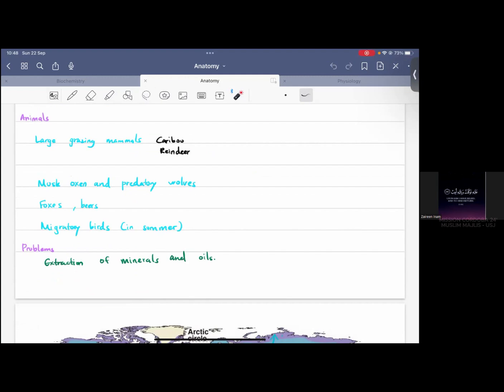So extraction of mineral and oil are the problem in the Tundra. So that is about the Tundra, and we have finished 7 biomes. Basically, as I told you in the beginning, there's nothing for me to teach you. It is for you to remember.